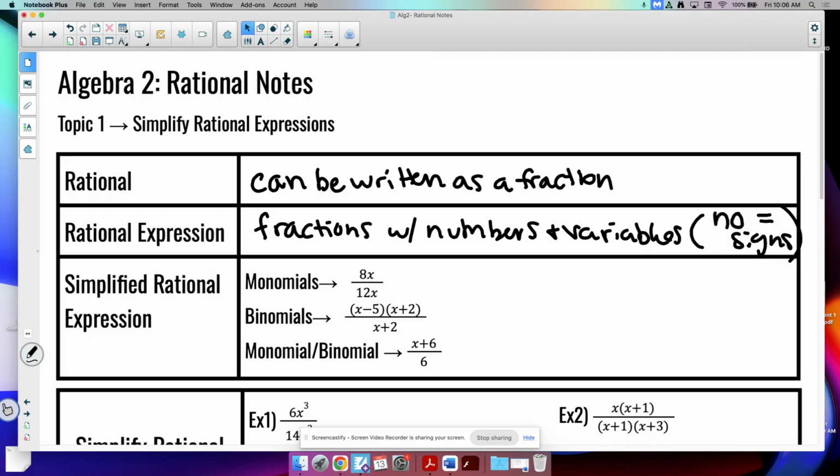Most of the stuff you guys learned in middle school, we're just going to kind of step it up one level. And now we're going to be looking at expressions with variables in it rather than just like how do you reduce a common fraction. Monomial means you're going to have one piece. So when you say like, oh, it's a monomial, it just means there's no plus or minus signs here.